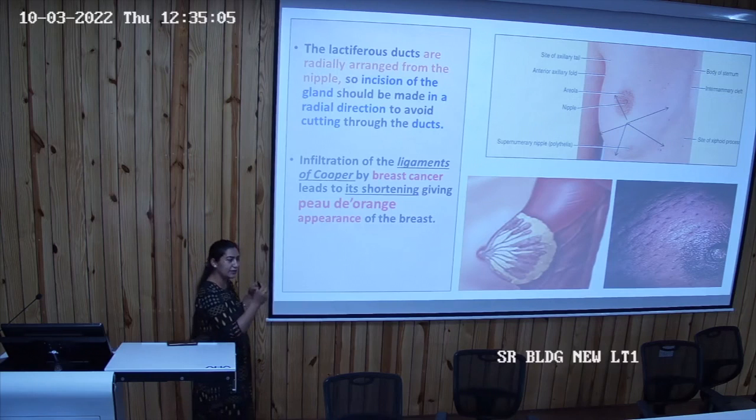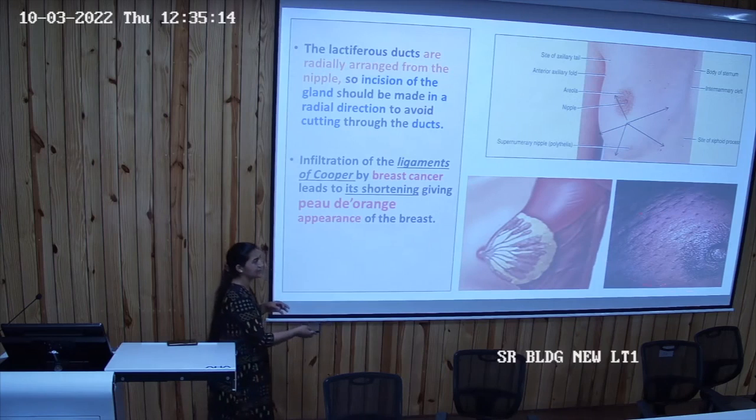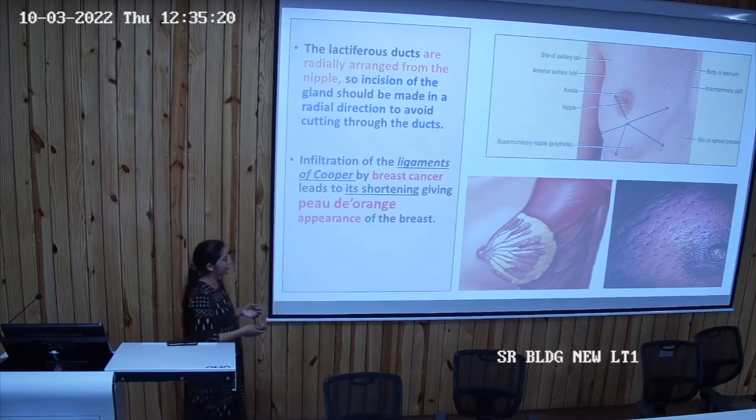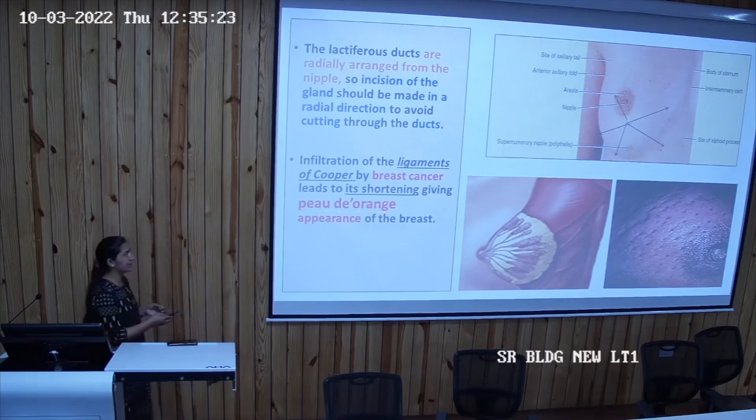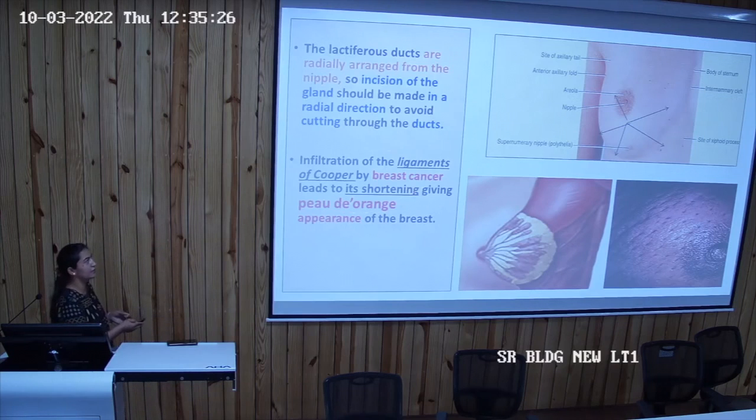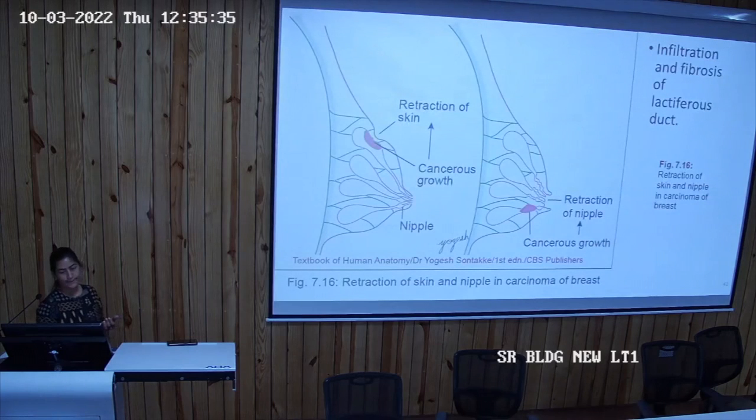So what will happen? It will lead to the picture that we showed you, with a lot of pores on the skin, because of the retraction of the ligament of Cooper. That leads to the orange-peel appearance, and here the shortening of the ligament of Cooper occurs because of infiltration of the tissue. Now in cancerous growth, there can be retraction of the skin because of the fibrosis of this, or there can be retraction of the nipple because the lactiferous ducts are involved.